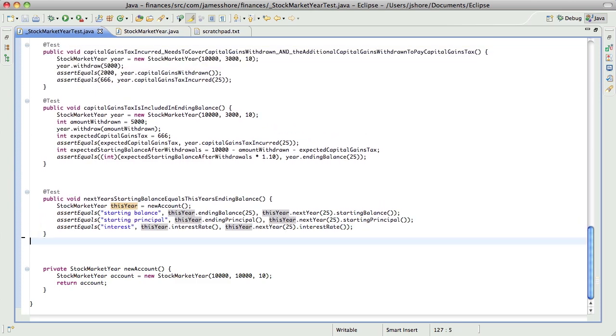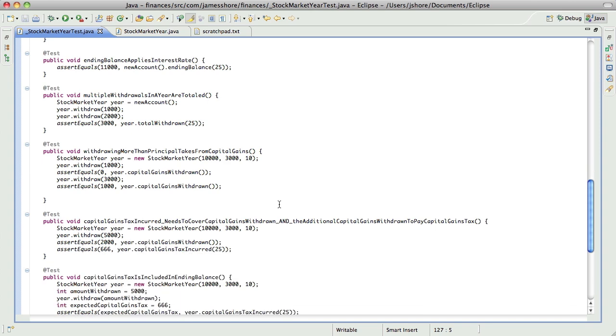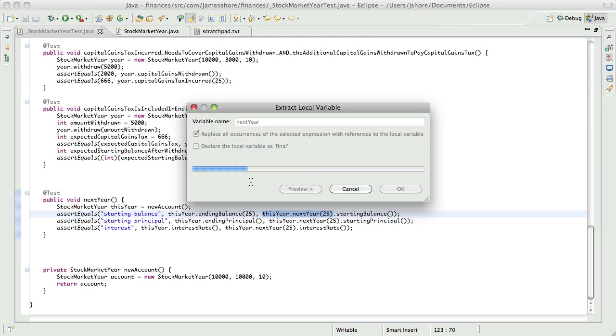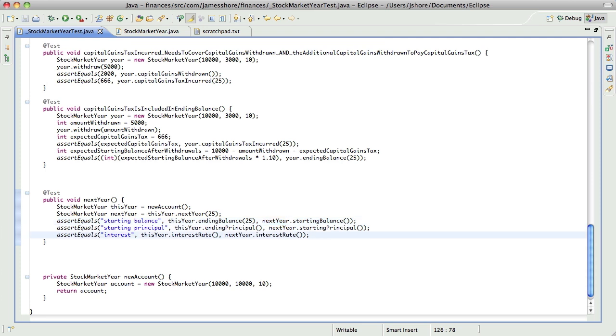And the reason for that is that if I have to scroll up and down to see what's going on, I have trouble following what's going on. So I'm just going to call this next year. And I think that somebody reading this will be able to see that this is about what happens next year, and they'll also be able to see that each of these is starting balance, starting principal, interest. If I'm wrong, of course, I'll take it back out, but I don't think I am. Let's factor that out. Okay.